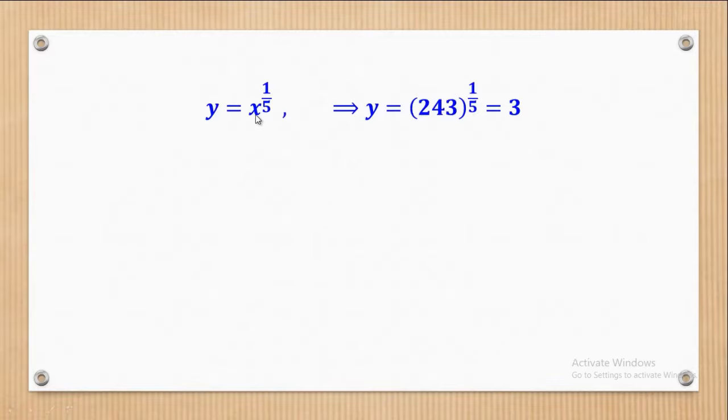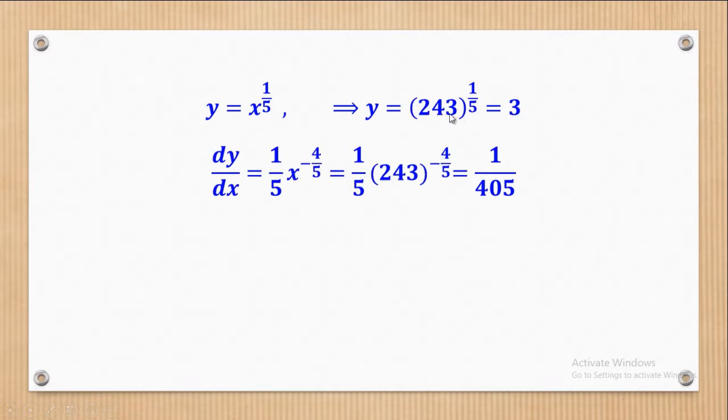So now that we know x, it means that y is equal to x power 1 over 5. And therefore, x we already saw it as 243. Therefore, the 5th root of 243 is equal to 3. So that is our value for y. We have now got y, and now our task is to get small change in y.